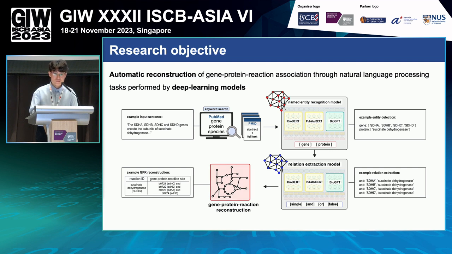To achieve this goal, two natural language processing tasks are performed, and 3 representative biomedical language models are adapted, called BioBERT, PubMedBERT, and BioGPT. Each model was optimized for each task, and we established the system by the optimization. Let's take a deeper look at each task.